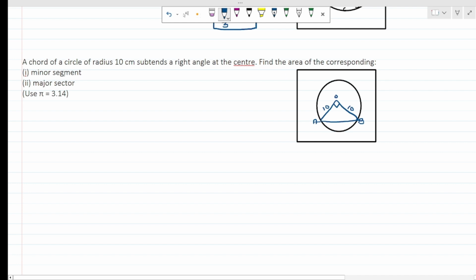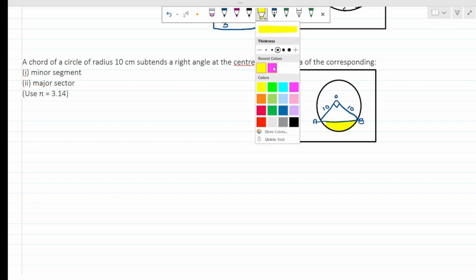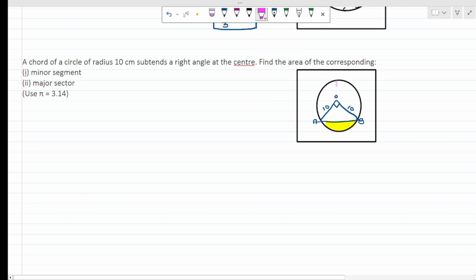Find the corresponding minor segment. First of all, I need to find out this minor segment, this yellow region. And the second one is major segment. That means I need to find out this purple area. This purple area is the second question, that I need to find out this major segment part. Okay. So, let's come to your yellow part. First of all, I need to find out this yellow part.